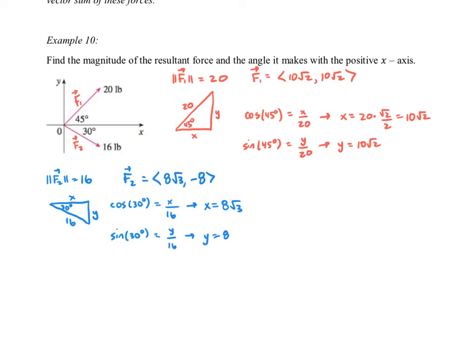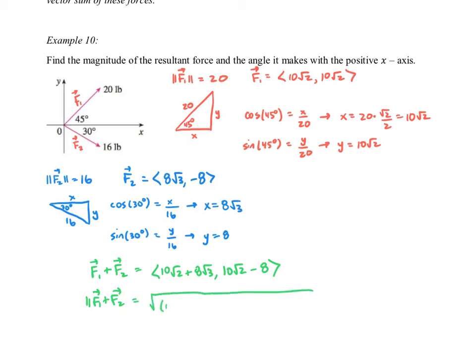So our first step here is that we're going to add up these two vectors because that will be our resultant vector. And we get 10 root 2 plus 8 root 3 and 10 root 2 minus 8. So that is going to be our resultant vector. Now the magnitude of that is one of the things that we're being asked to find. And the magnitude we know is simply just the square root of the squared components.